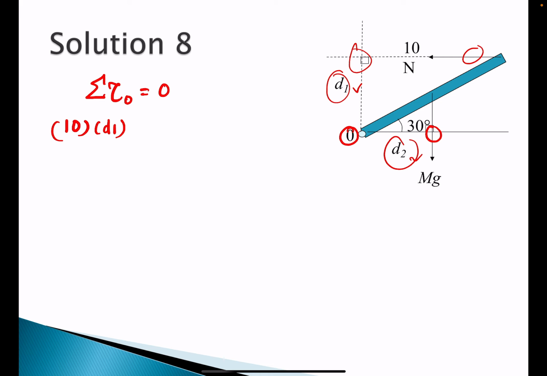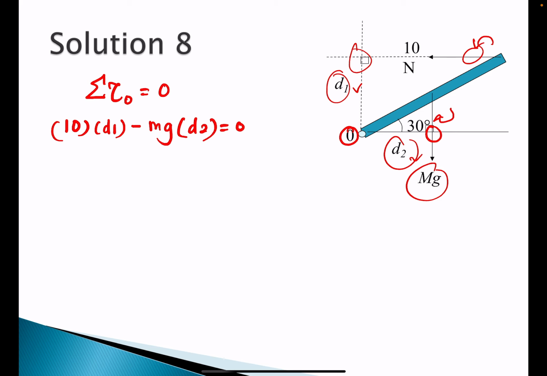Since the force tends to make a rotation in the counter clockwise direction, it will be positive. So 10 D1, minus mg D2, because the force here tends to make a rotation in the clockwise direction, so it will be negative mg D2 equals 0.